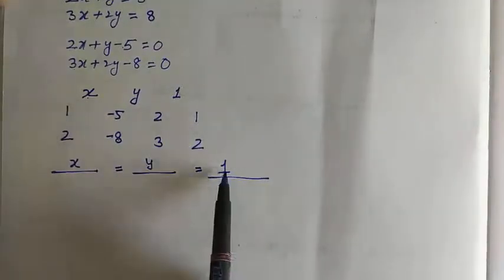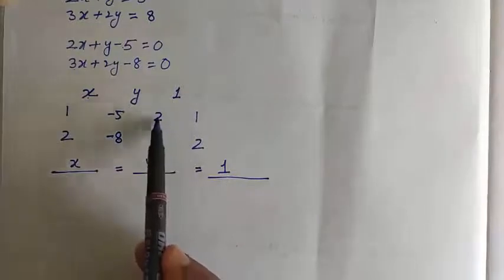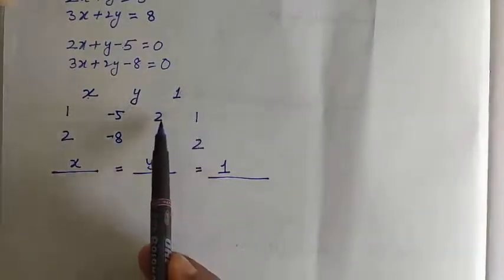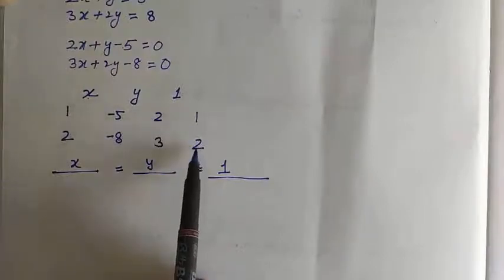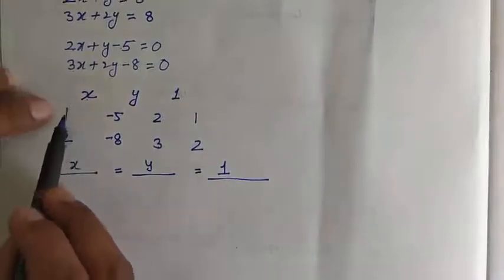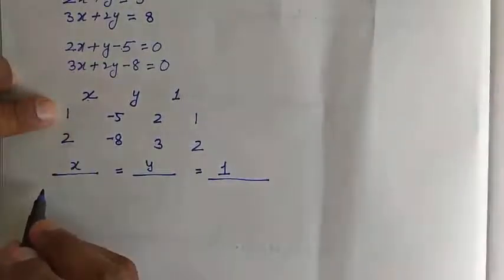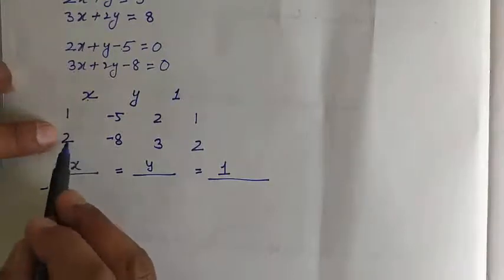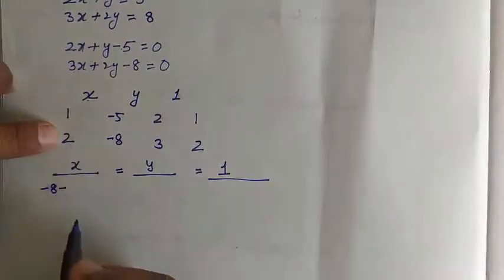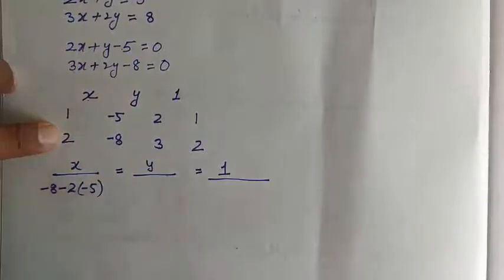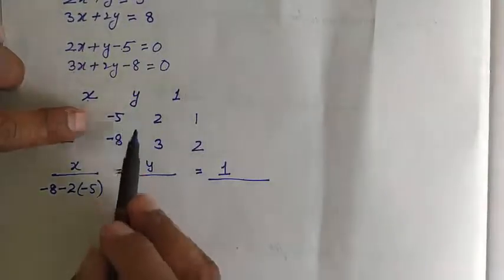And below 1, what do we write? This multiply by this minus this multiply by this. It means 2 multiply by 2 minus 3 multiply by 1. So let's start. So here 1 multiply by minus 8. So you can write directly also minus 8. And then minus from your side, 2 multiply by minus 5. This way. Now below y, what do we write?